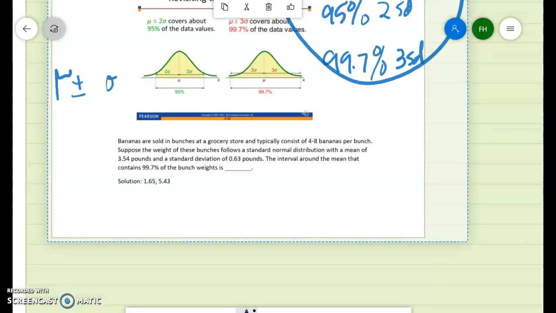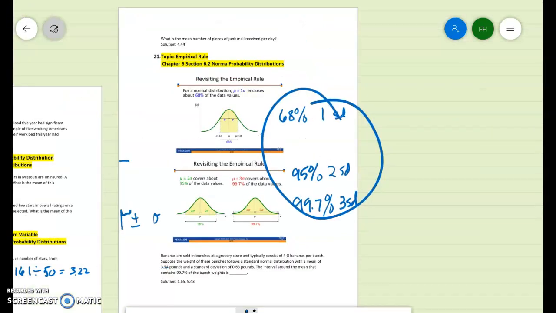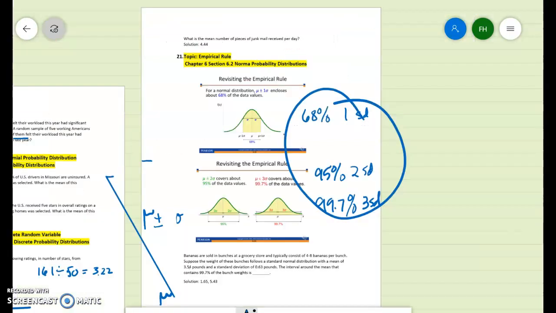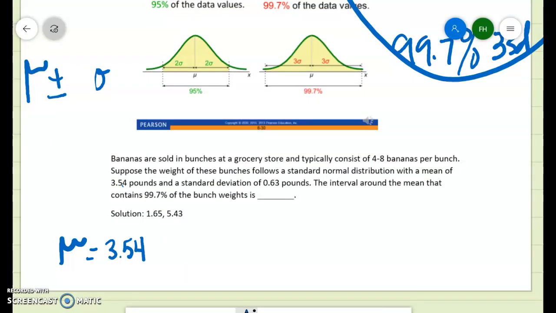So on this one, bananas are sold in the grocery store, blah, blah, blah. The mean is 3.54. So label the mean 3.54. Standard deviation is 0.63. And we're talking about 99.7%. The interval that would contain 99.7%. Remember, 99.7% is 3 standard deviations. So we're going to say mu plus and minus 3 times the standard deviation.